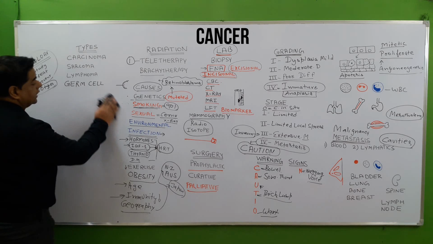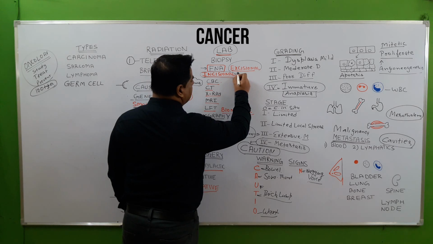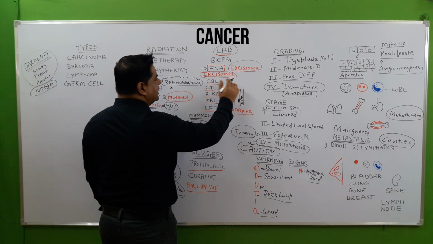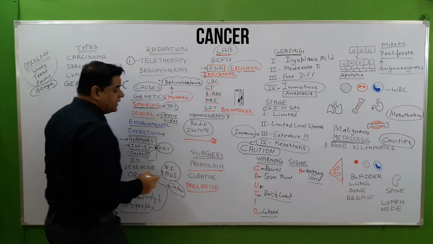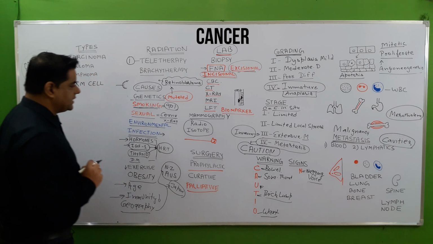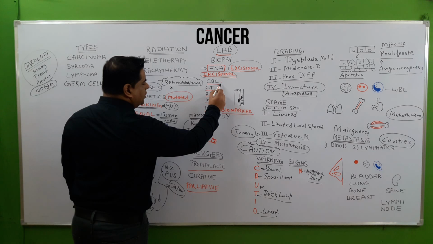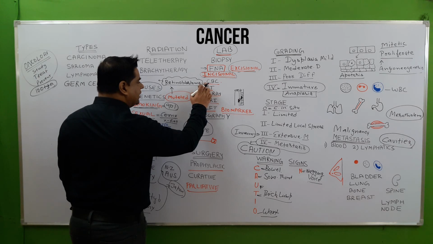The complete part is removed for study purposes or for removal purposes. In the incisional type, a small part is taken by the needle, and morphological studies are done in the lab. After that, a complete blood count is done to check for blood cancer, the hematocrit value, MCV, and platelet count, to assess any red bone marrow malfunction.